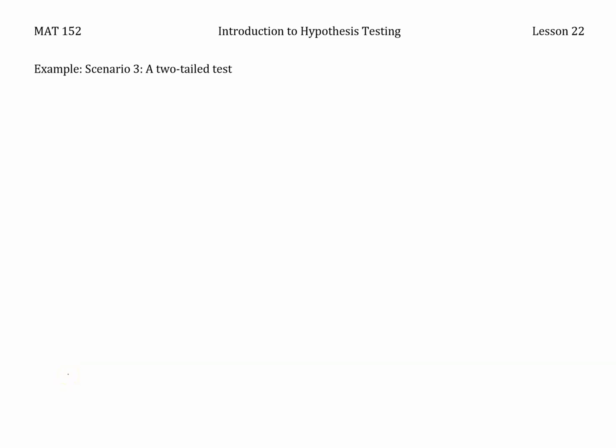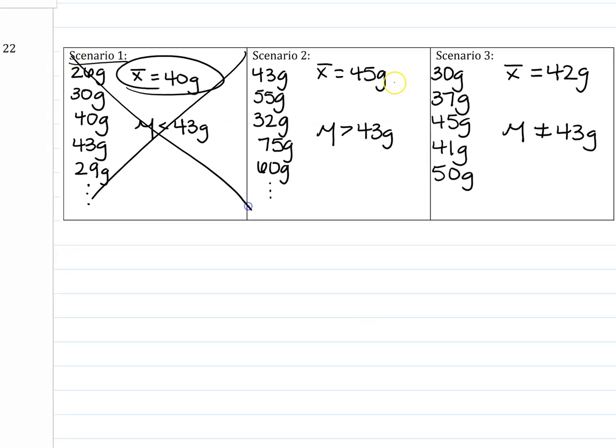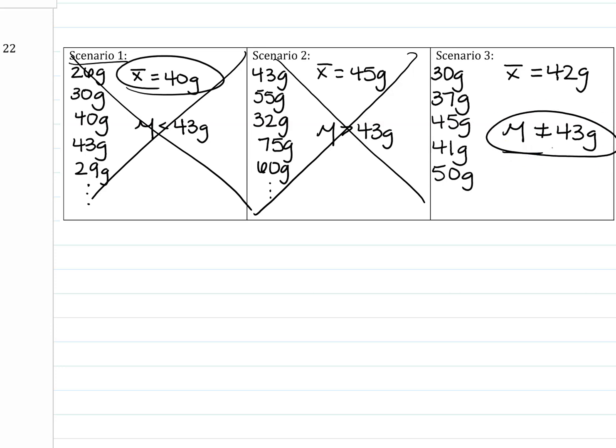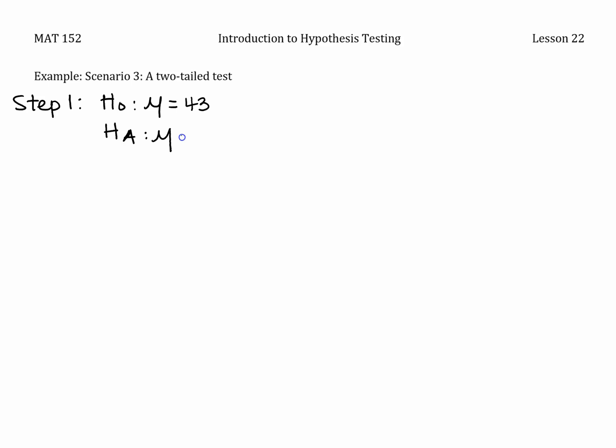Now we are going to look at scenario 3. We will begin with step 1, where we write our hypotheses. The null hypothesis is still that mu, the population mean, is equal to 43 grams. The alternative hypothesis here, I will go over to remind us of what's happening in scenario 3. This person just thinks the mu is something other than 43 grams, and they got that their X bar was 42. So their alternative hypothesis is that mu is not equal to 43.